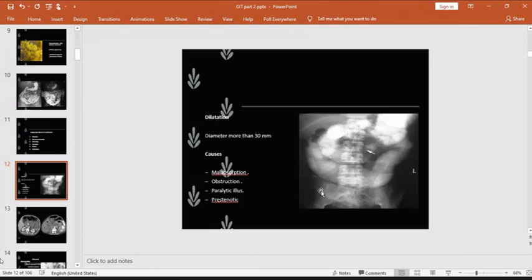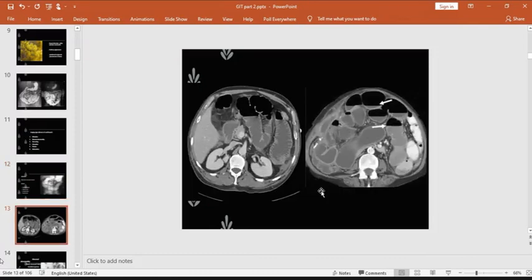Small intestinal obstruction. On this CT there are dilated small bowel loops and air fluid levels, axial section, and if we check the diameter it is more than 3 centimeters, with fluid level by CT.